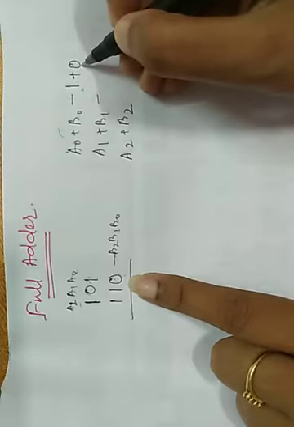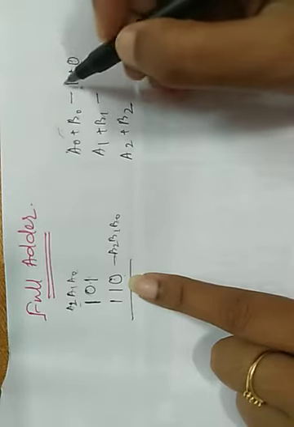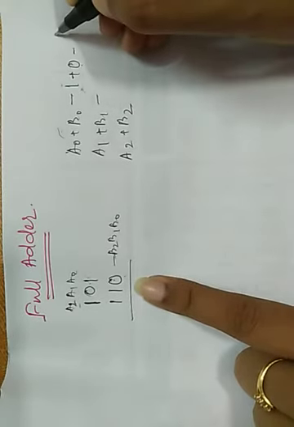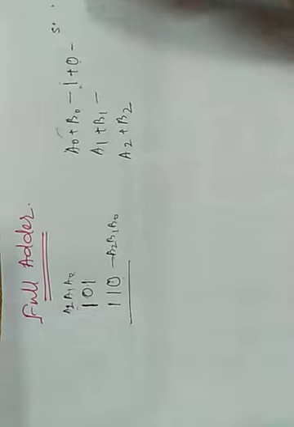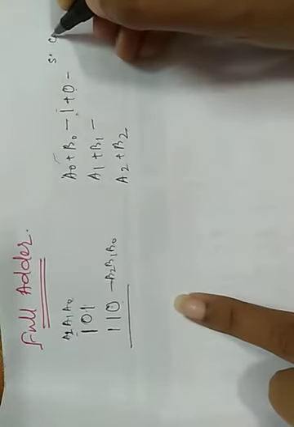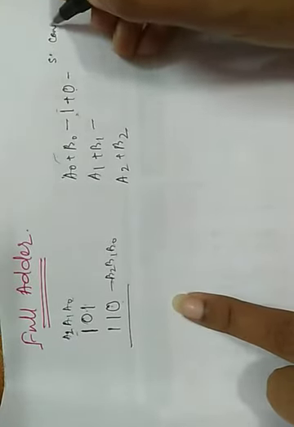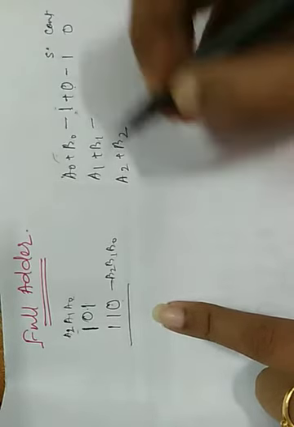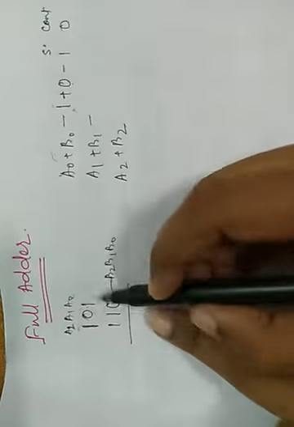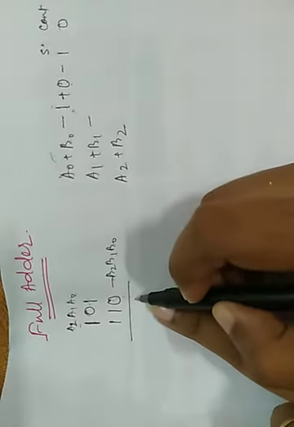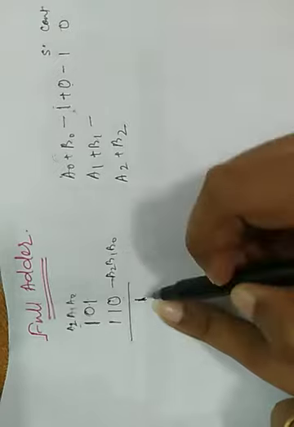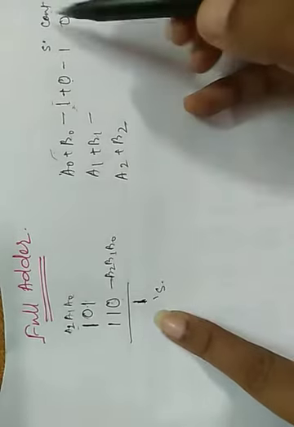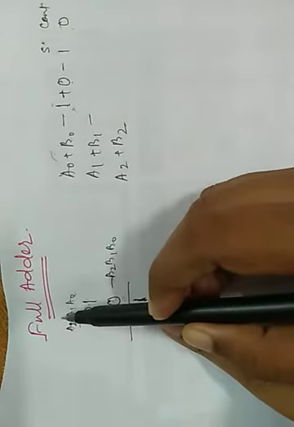Then A0 and B0 means 1 plus 0. So 2 bits are there, which means we get one sum and another carry out, which we have learned. So 1 0 means sum is 1, carry is 0. Sum is 1, and carry out is 0. That means no carry goes here.